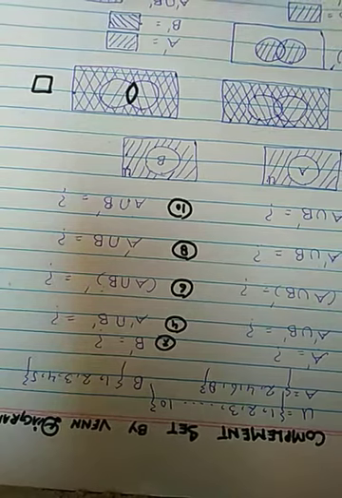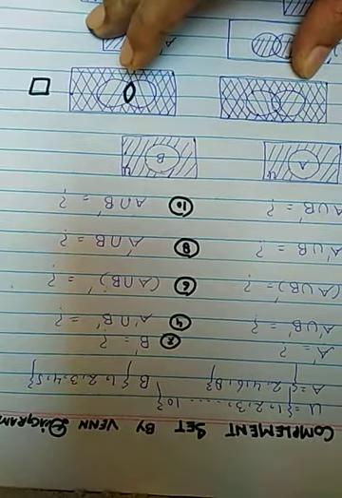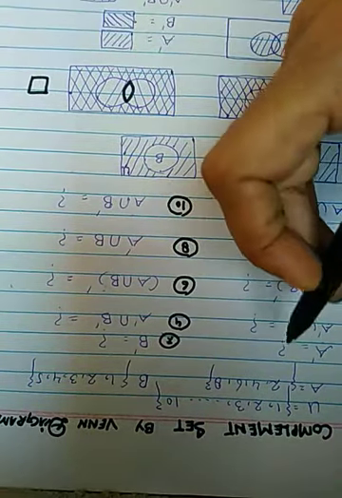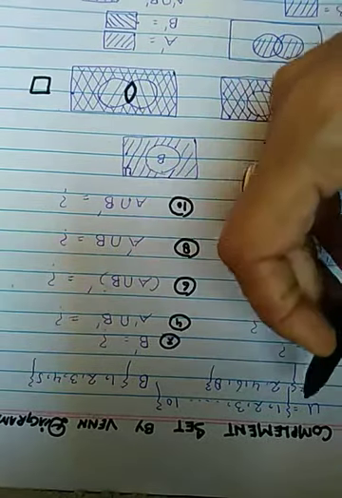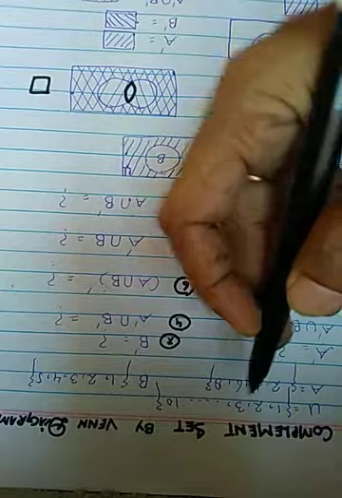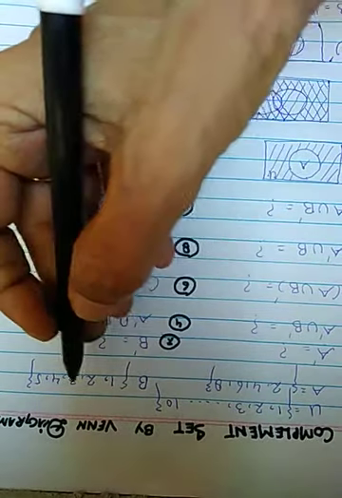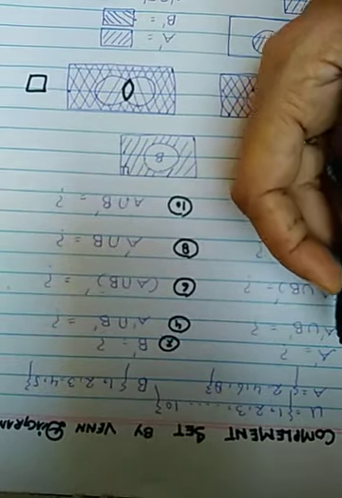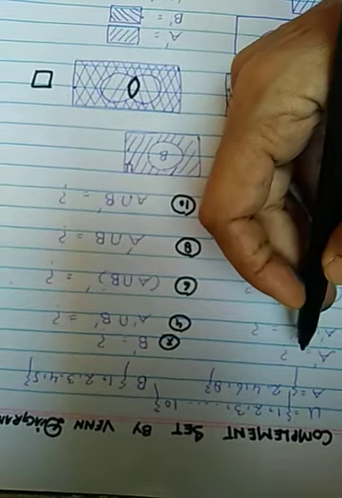Now we proceed to Venn diagrams of sets and complement sets. If we have U set 1, 2, 3 to 10, A is 2, 4, 6, 8, and B is 1, 2, 3, 4, 5, then what will be the set of A complement?